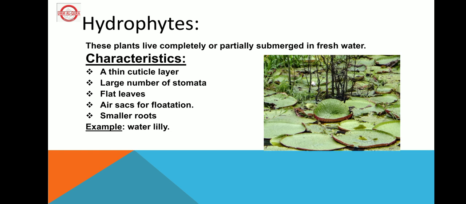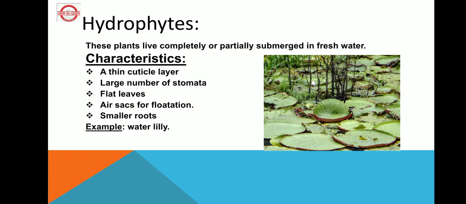And what are the characteristics of hydrophytes? Now we will discuss them one by one. These plants have a thin cuticle layer. The cuticle layer is present over the leaf. These plants have a large number of stomata so that they can transpire the extra water present in their bodies. These plants also have flat, broad leaves.